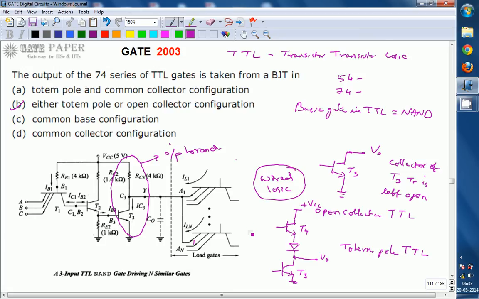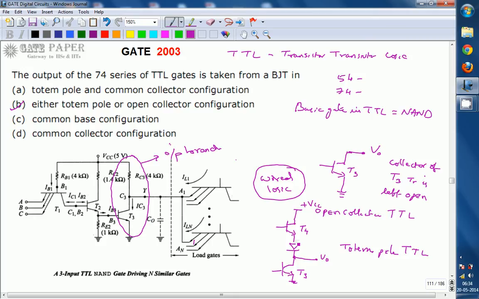Here, this transistor is used to pull the output voltage V0 towards VCC, and the extra diode is used for safety, to ensure that the T4 transistor is properly off whenever T3 is on. The diode's functionality is to ensure proper operation: whenever T3 is on, T4 must be off, and whenever T4 is on, T3 must be off. That is the operation of totem pole TTL.